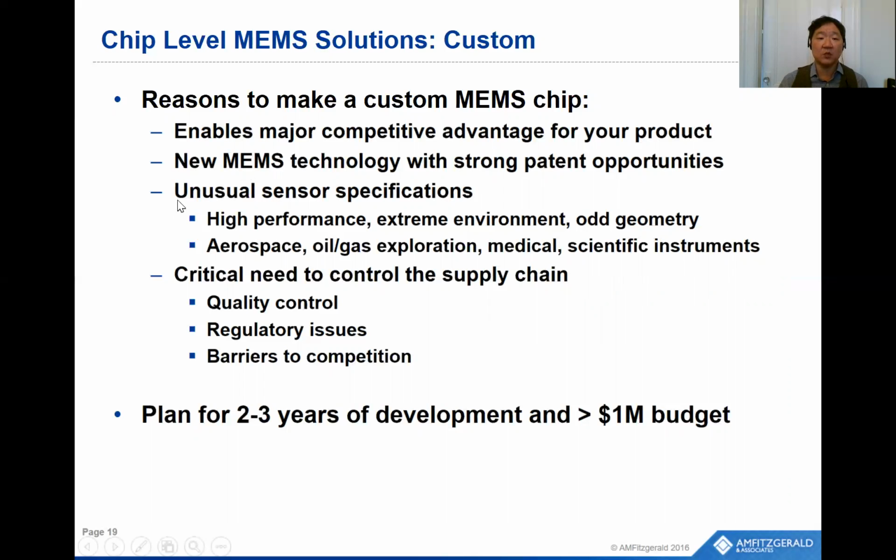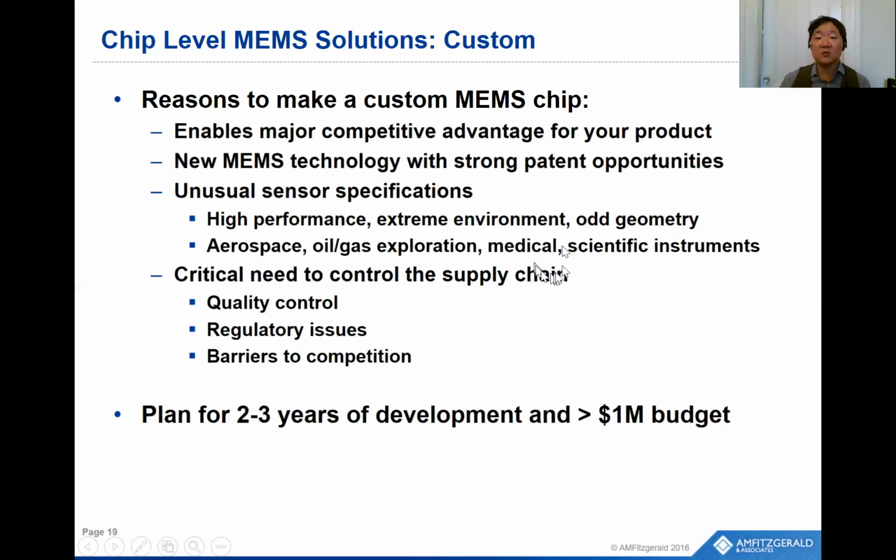You might also have a situation where you have an existing chip like a pressure sensor or accelerometer, but you have unusual sensor specifications. Like you might need a device that's unusually high performance. Aerospace needs unusually high performance navigation chips. You may have, for example, a pressure sensor that needs to operate in an extreme environment. The oil and gas exploration industries, for example, need pressure sensors that can work at thousands of atmospheres and hundreds of degrees C. And so most pressure sensors will not work in those sorts of environments. So you may need a custom chip for that situation.